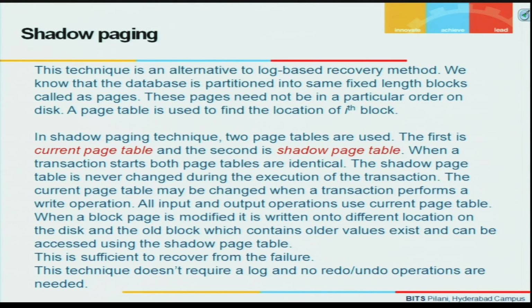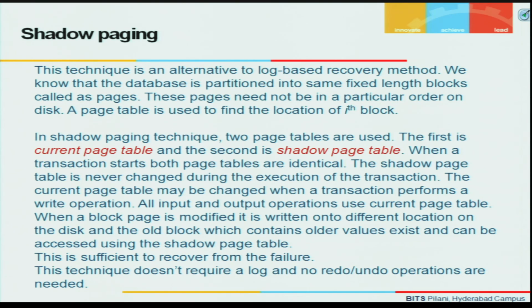We know that the database is partitioned into fixed-length blocks called pages. These pages need not be in any particular order on the disk. A page table is used to find the location of the ith block. That means every database will be spread across some pages or disk blocks, and they need not be contiguously located on the disk. In fact, they can be at different locations, but there will be a page table which will help us in locating the blocks pertaining to a database.